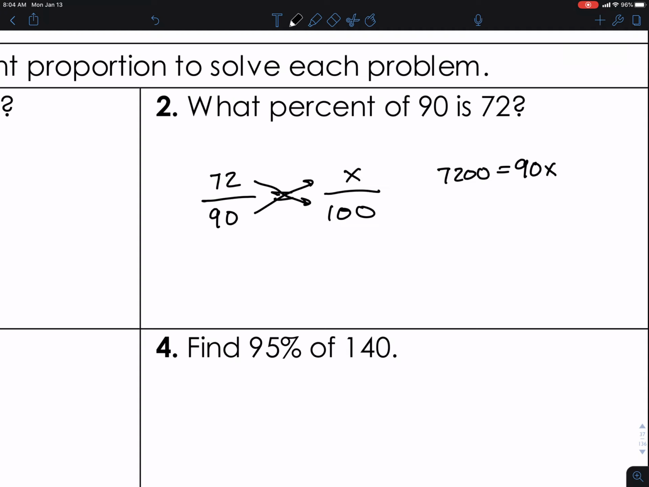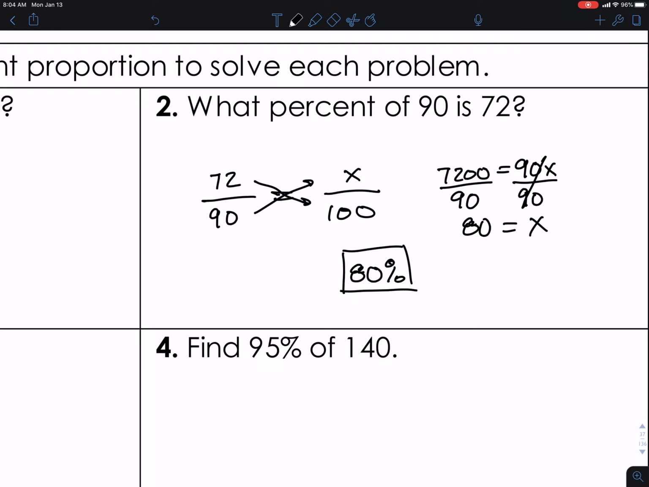Now I have a one-step equation. Divide by 90 on both sides. That goes away. 7,200 divided by 90 gives me 80. So x is 80, so it's 80%. 72 is 80% of 90. Hopefully that was pretty simple.